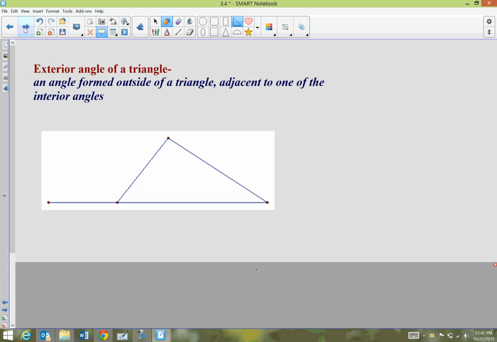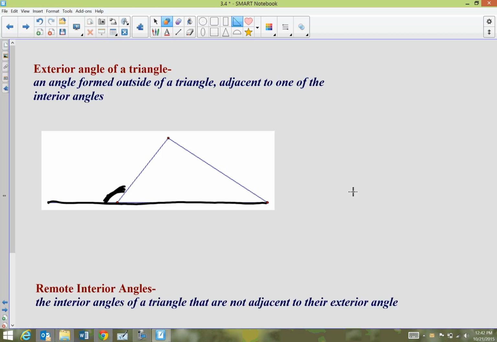Okay. The exterior angle of a triangle is an angle formed outside of a triangle adjacent to one of the interior angles. So this angle right here would be the exterior angle of this triangle. Now, one way to think of an exterior angle of a triangle, it's formed when one of the sides, like right here, is extended. So when we extend one of the sides, we get an exterior angle formed. An exterior angle is outside of the triangle.